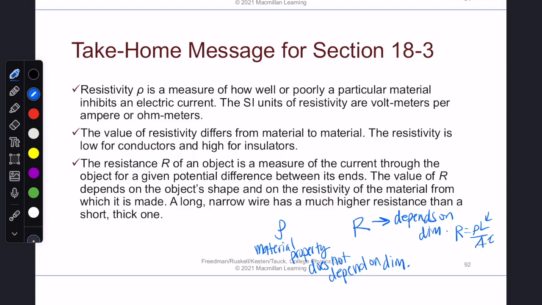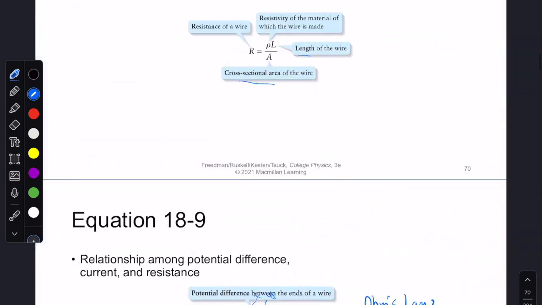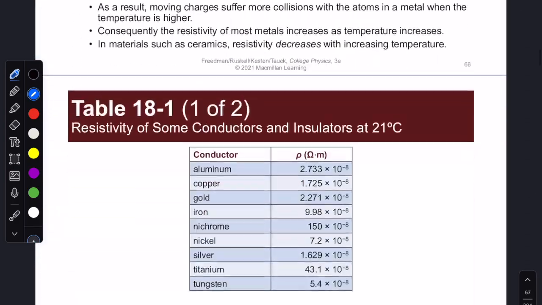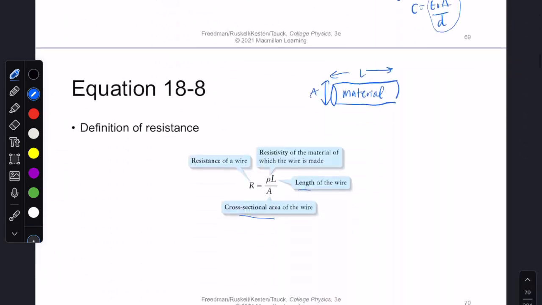But resistivity, if we go back to that table, is a tabled value for each material. So it only changes with temperature. It doesn't change with the dimensions of the material. This is just a tabulated value. So that's the difference between resistance and resistivity.